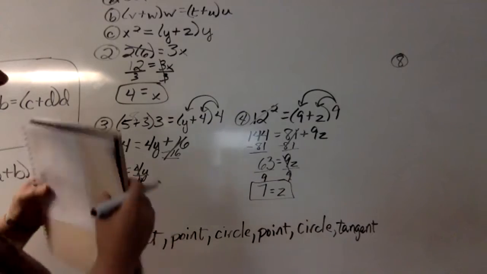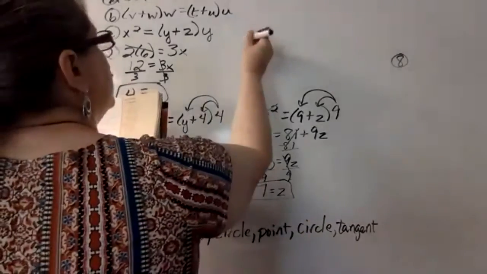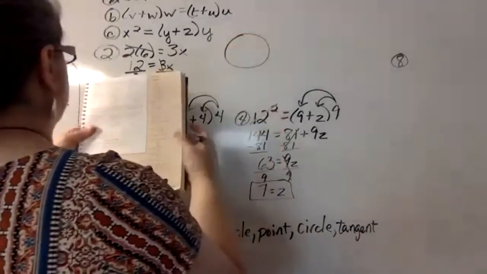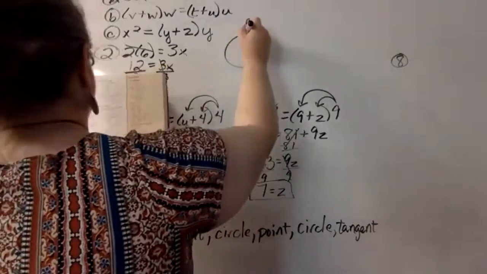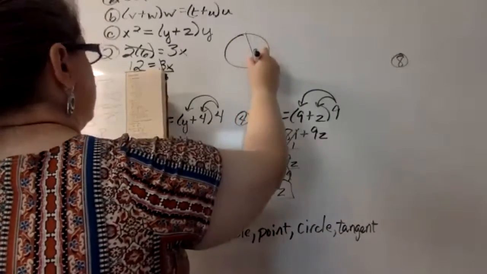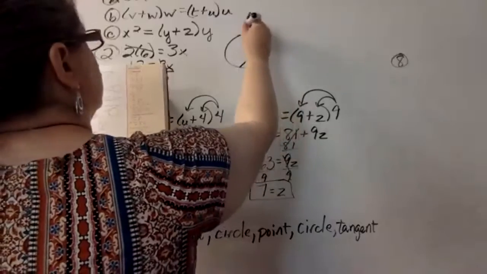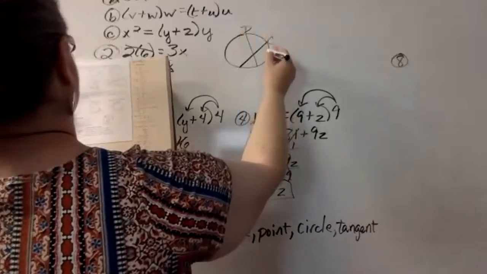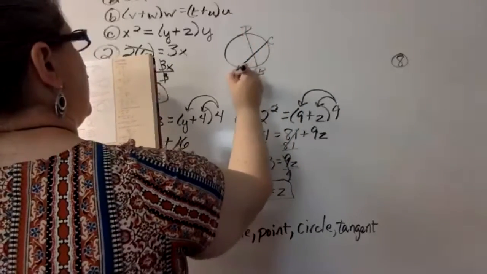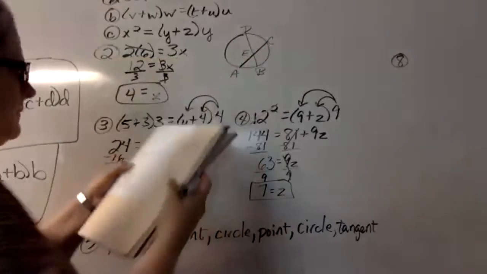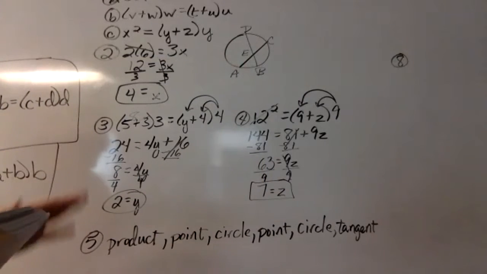I have to try to draw them up here, and you know I can't draw circles. So here's my circle for number 6. I have a secant going down here, a secant going here. This is D, C, B, A, E is in the middle. Okay? So that's what it gave me.